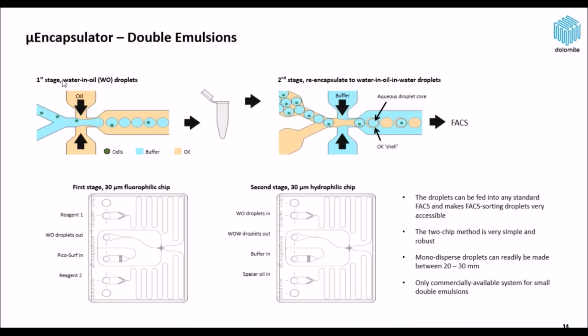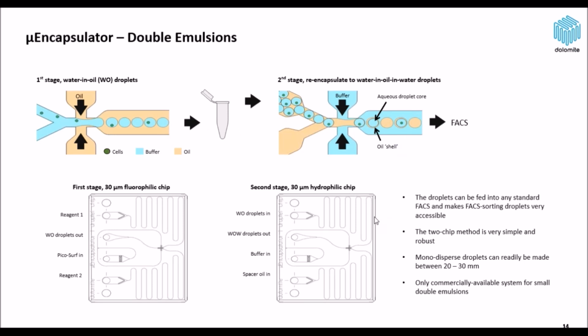So again, just reiterating here, we use a 30 micron fluorophilic chip for the first stage, when you're making the primary emulsion. And once you have done that, we have to switch the chip around to a hydrophilic chip. All that means is our chips have 2 different coatings. One is fluorophilic and one is hydrophilic. That essentially means it allows you to produce really stable water in oil emulsions when you use a fluorophilic chip. And when you use a hydrophilic chip, it allows you to make stable oil in water emulsion. So you do need to switch them around and simply produce those.